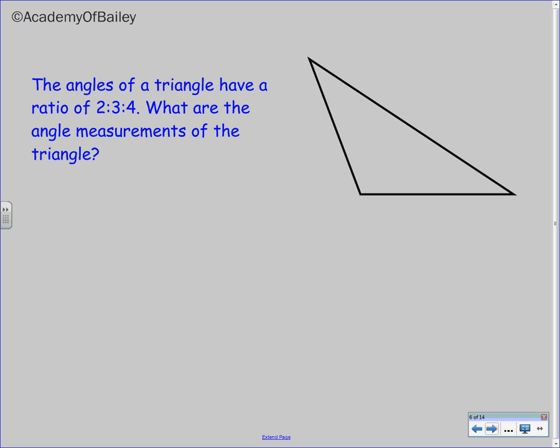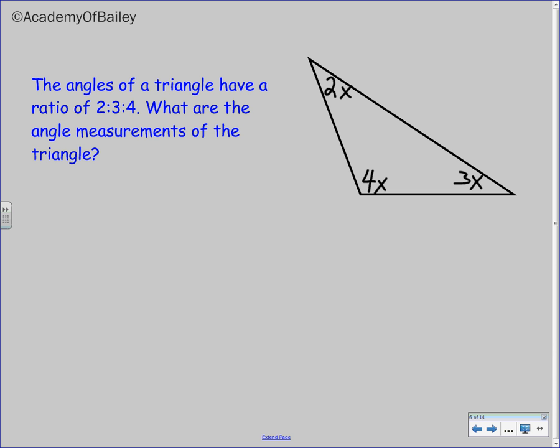2 to 3 to 4. Well, remember, this is a reduced ratio, so we know that they're all reduced by the same number. I know that one is the largest one, so I'm going to put 4 there. I can't tell which one of these is the smallest. So 2 to 3 to 4, and remember they were all reduced by the same number. Let's say that number is x.